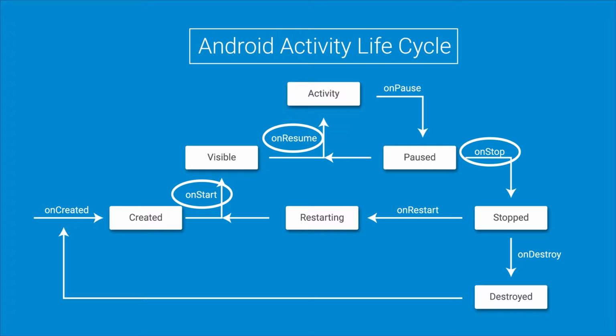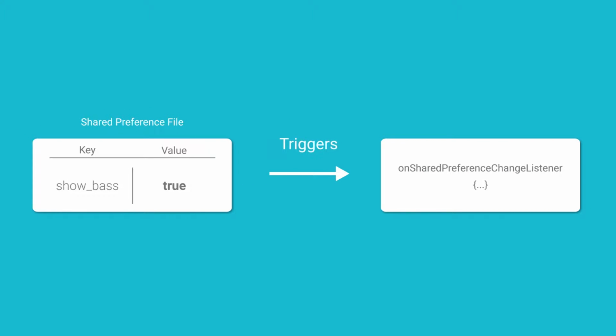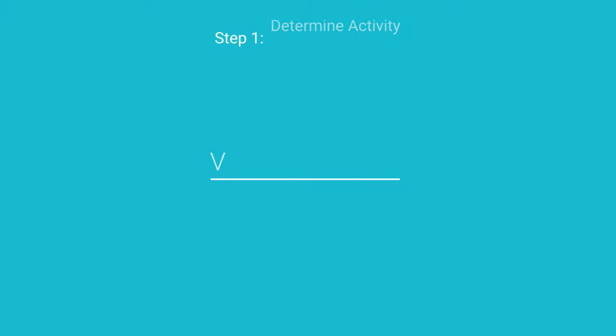So one option for loading up our preferences would be to read from shared preferences in the onResume or onStart callback. But there's a better way. The shared preferences object allows you to register an object that implements an onSharedPreferenceChangeListener. This object then gets called whenever a value in the shared preferences file changes. In this way, you can be triggered to update the UI if and only if a preference has actually changed. Setting this up will take 4 steps.